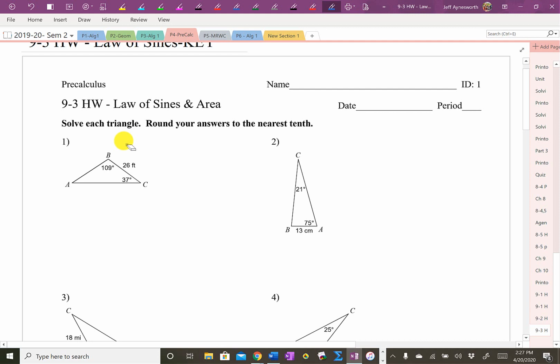This is Mr. Ainsworth. When you get into your homework here on law of sines and area of non-right triangles, let's just recall the law of sines briefly here.